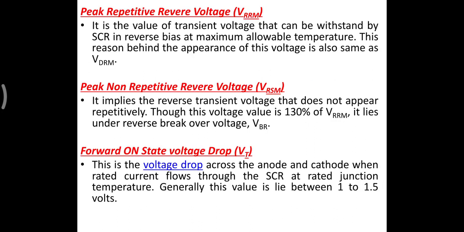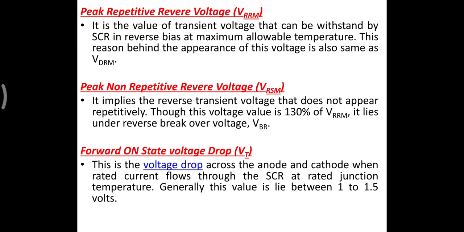Next, peak repetitive reverse voltage. It is the value of transient voltage that can be withstood by the SCR in reverse bias at maximum allowable temperature. The reason behind the appearance of this voltage is also the same as for VDRM. So the peak repetitive reverse voltage is the value of the transient voltage that can be withstood by the SCR in reverse bias at maximum allowable temperature.